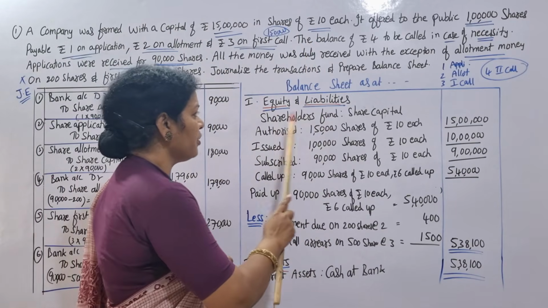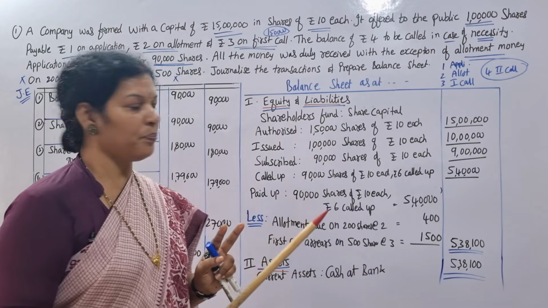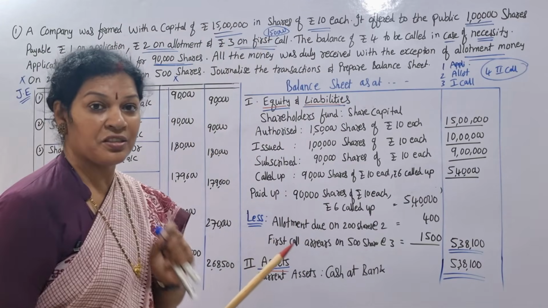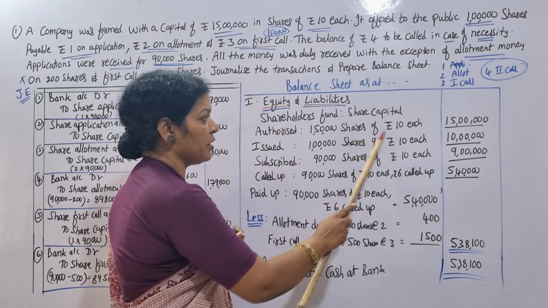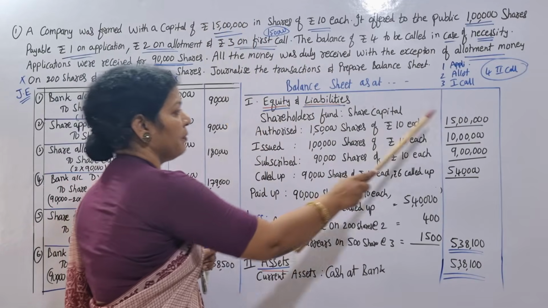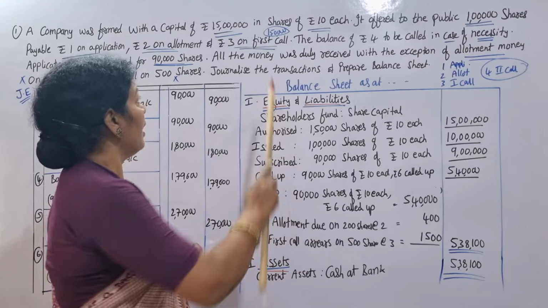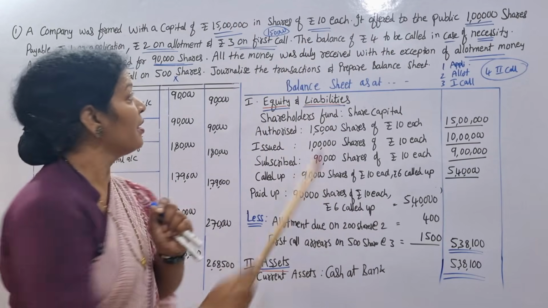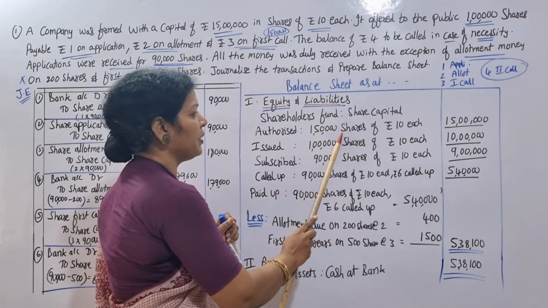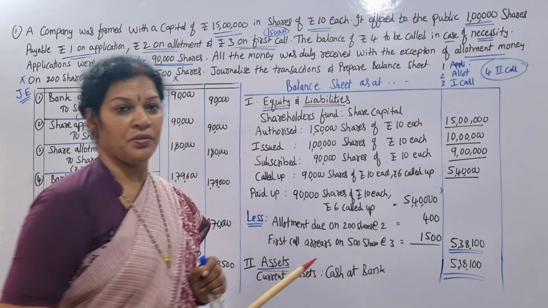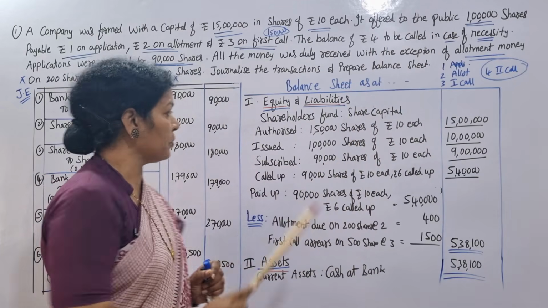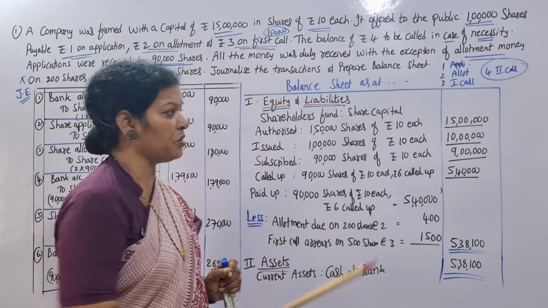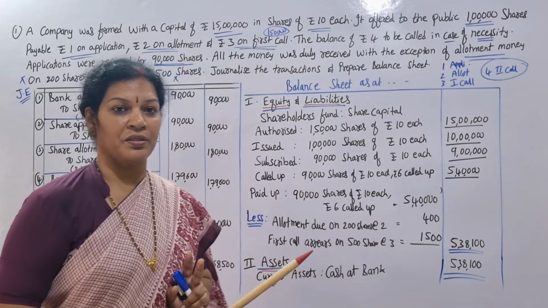How do we show it? First of all, shareholders' funds or share capital will be the heading. Under this, authorized: how much is authorized? 1,50,000 shares are authorized at the rate of 10 rupees each. It comes to 15 lakh. Out of that, how much is issued? They offered to the public 1 lakh shares only. Authorized is this much, but they issued 1 lakh shares at the rate of 10 rupees each. It means this is 10 lakh rupees.